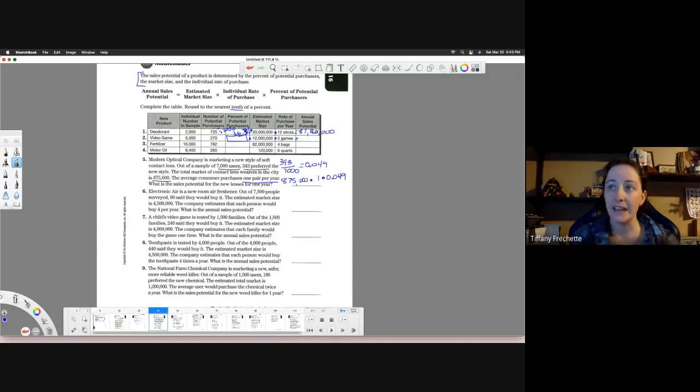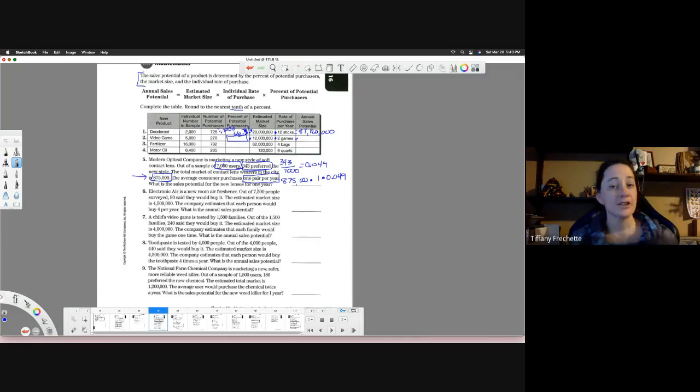So same idea as the table. They're just presenting it to you in a slightly different format. So they're still telling us how many people are in the sample. They're still telling us how many potential purchasers, which is this preferred statement. We have to calculate this one just like we did in the table. They're telling us the estimated market size. Oh, sorry, this 700 was the people surveyed. This was the market size. Flip those around when I explained it right now. And then the rate of purchase, which in this case is just one per year.